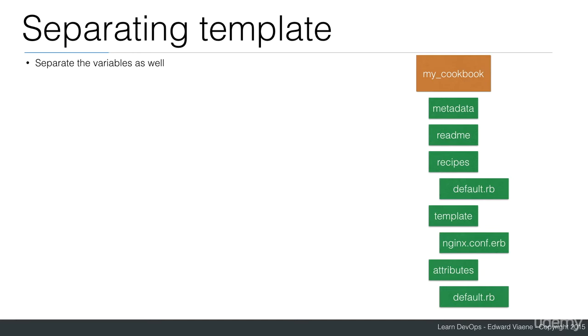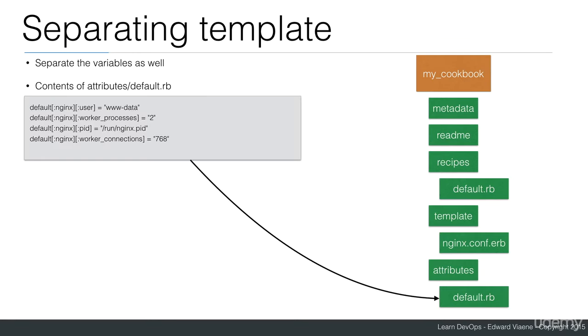We're going to separate the variables as well. The variables go into a file called default.rb in attributes. We are specifying the defaults here for our next generation engine recipe in My Cookbook. All those variables can be overridden on a per node or per group basis as well.